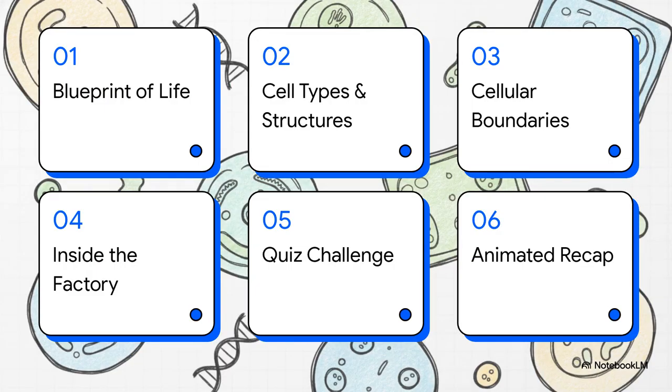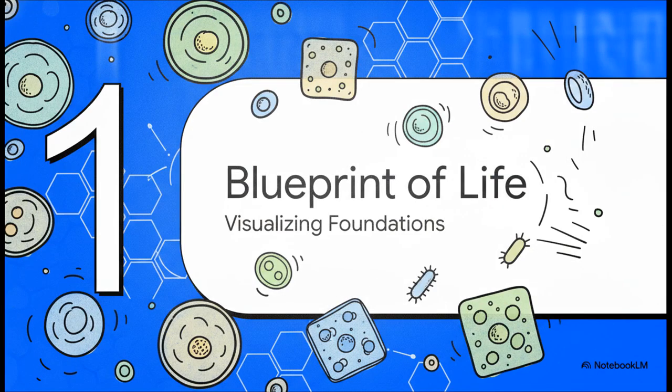To make this super easy to digest for your exams, here is our roadmap for this explainer. 1. The blueprint of life. 2. Cell types and structures. 3. Boundaries and cellular movement. 4. Inside the cell factory. 5. The quiz challenge. And finally, 6. Our animated recap. Starting with Section 1, the blueprint of life, visualizing the foundations.